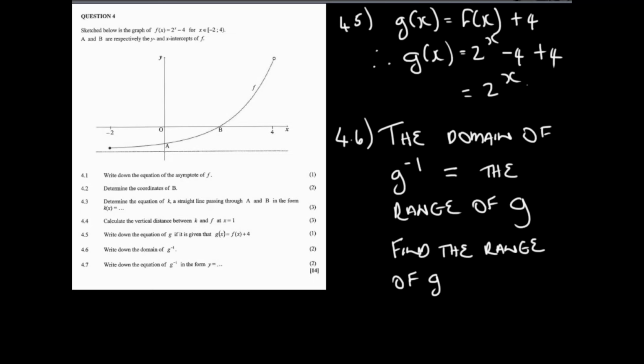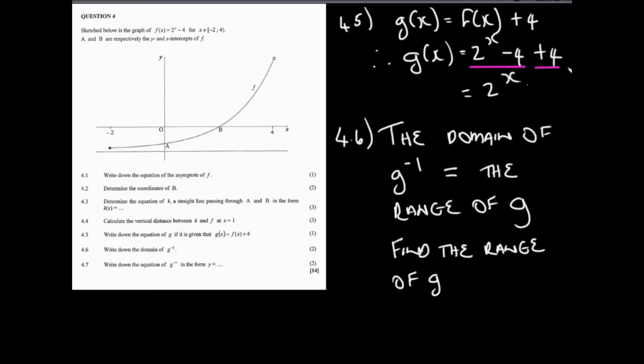Let's look at the next question. They say that we need to write down the equation of g if it is given that g(x) is equal to f(x) plus 4. Let's write down g(x). g(x) is equal to 2 to the power x minus 4. And what did they instruct us to do? We need to add 4 to the equation. -4 plus 4 will cancel each other out, and we'll see that the answer is 2 to the power x.